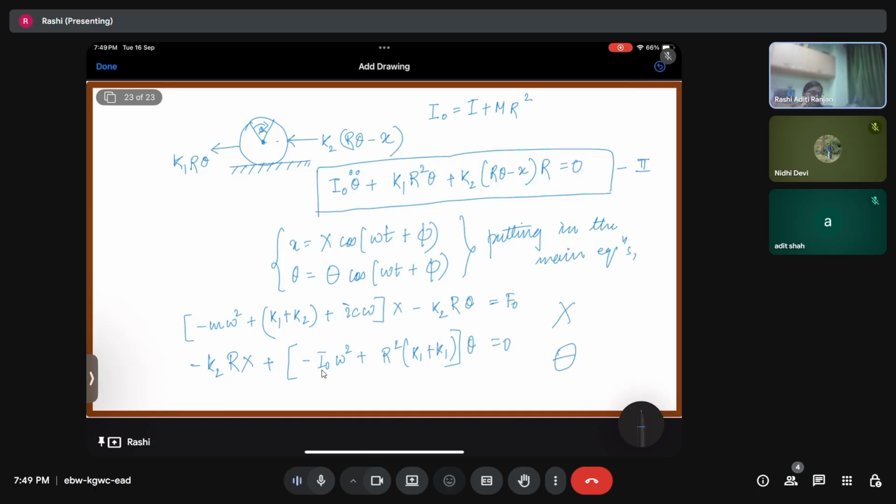Okay, and once we get the equations of x and theta, we can use them to find out the condition for which this is 0, right? Because we assume the solution of x as this, and we have to make capital X equal to 0. We cannot make cos(omega t plus phi) 0. So the best way is we make capital X equal to 0. If capital X is equal to 0, then small x is also going to be equal to 0.